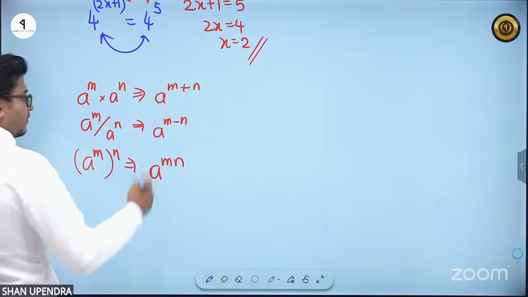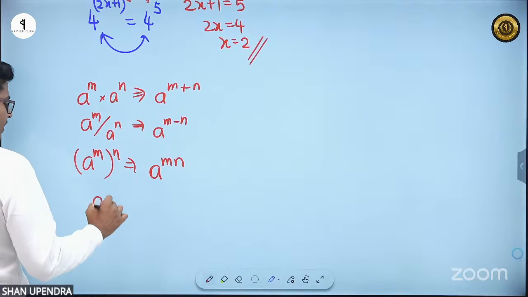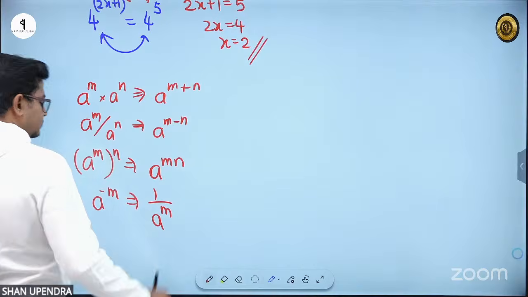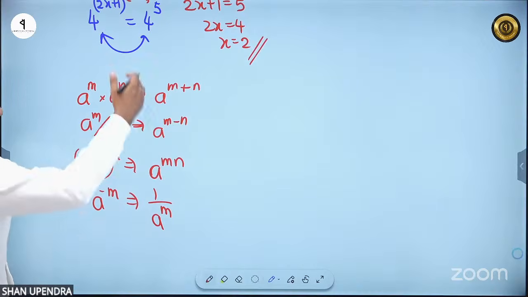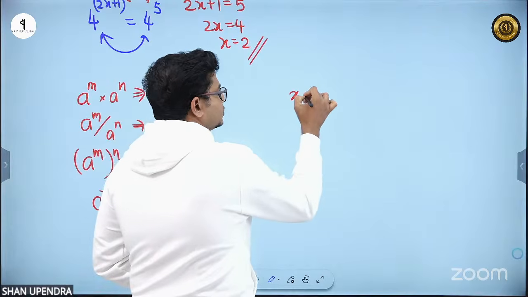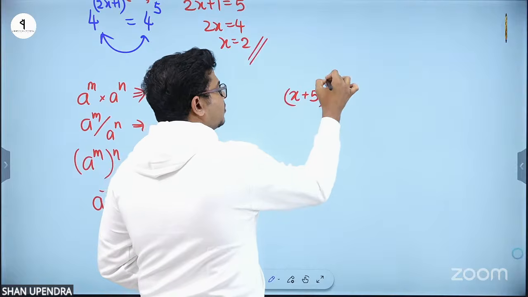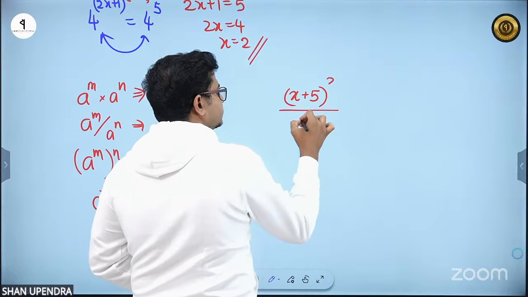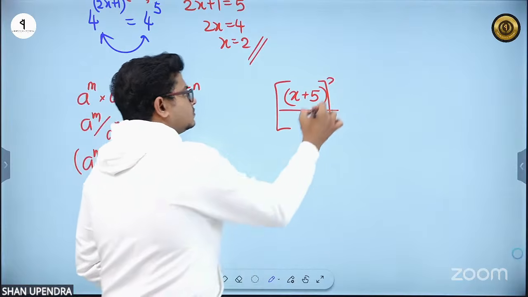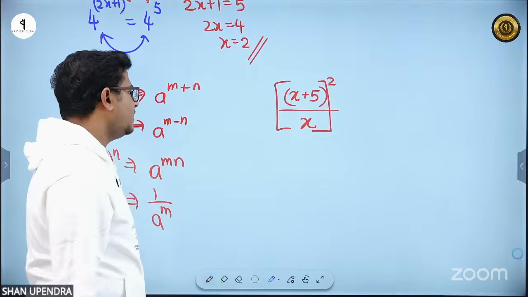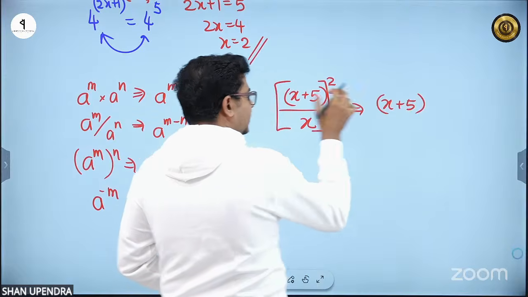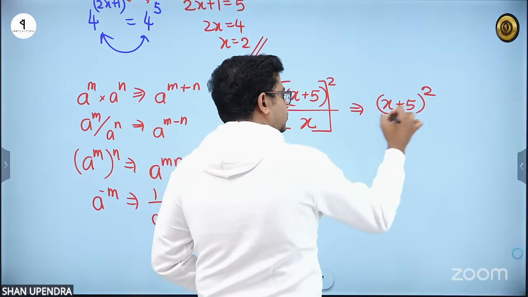Okay, I discussed the values first. Then you can write a to the power minus m as 1 over a to the power m. We know these things. This is the summary. So let's take now something like this, x plus 5 to the power 2 divided by x to the power 2. You can take x plus 5 as one term, x plus 5 to the power 2 divided by x to the power 2.